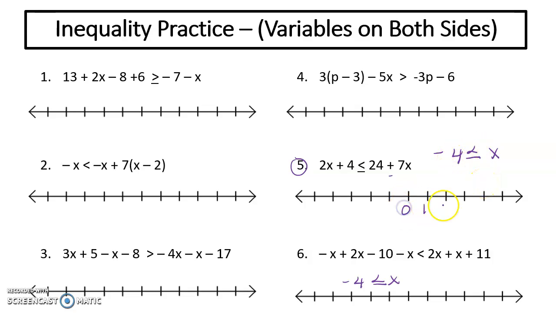So 0, 1, 2, 3, 4, 5, and negative 5, negative 4, negative 3, negative 2, negative 1. I'm going to go over to negative 4, put my closed circle because it's or equal to, and then x is greater than, so I need to go to the right.